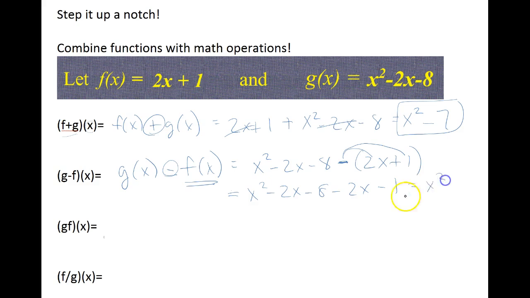So this will be an x squared minus 4x and then minus 9. Does that look right? I think it does. Okay, cool. So that's kind of how that works, okay?